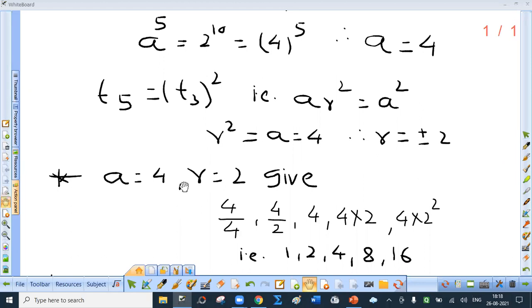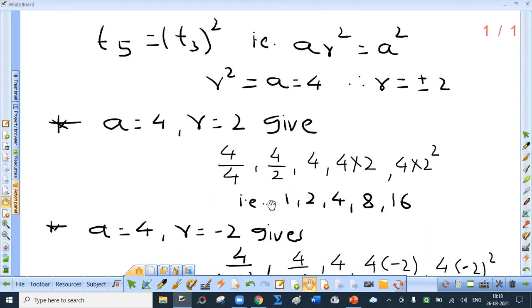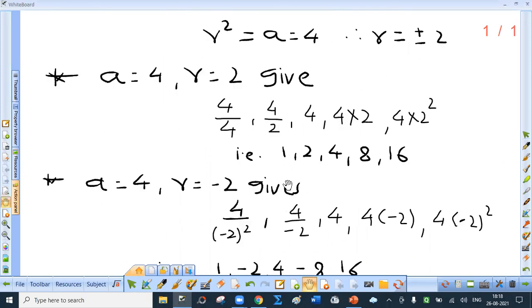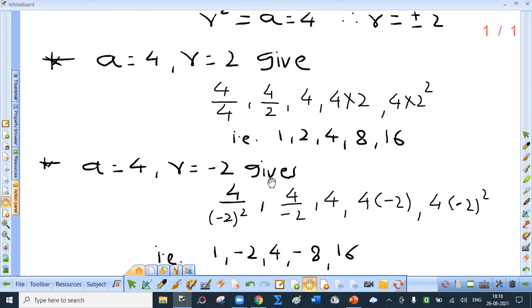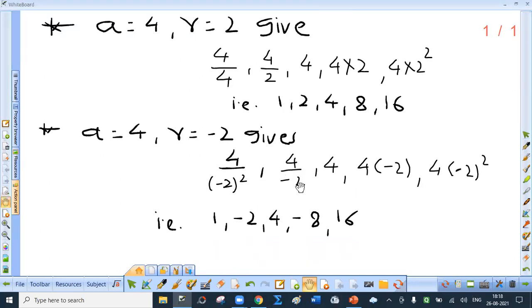Now take A equal to 4 and R equal to 2. So the numbers are 1, 2, 4, 8, 16. Take A equal to 4 and R equal to minus 2. So what are the numbers? See, some students may say these values give 16, 8, 4, 2, 1. No. With these values, we get 1, minus 2, 4, minus 8 and 16.